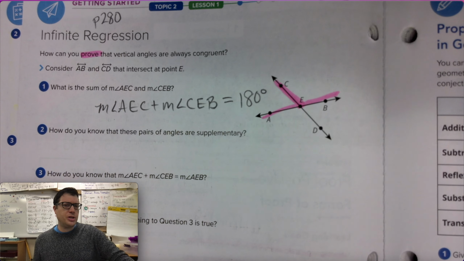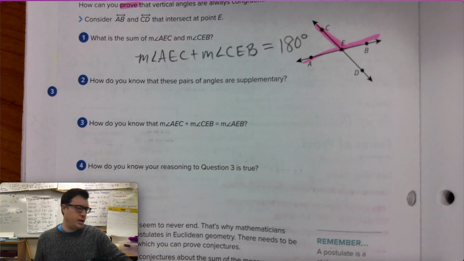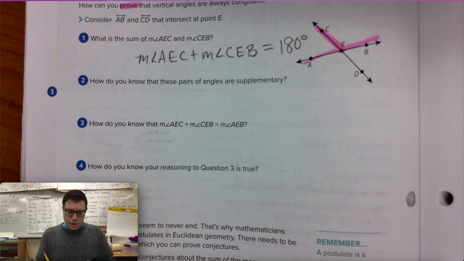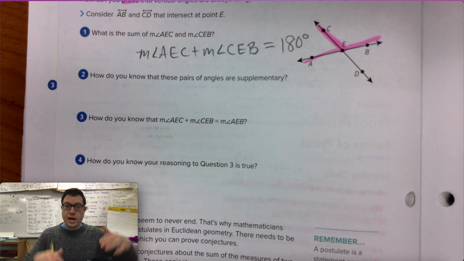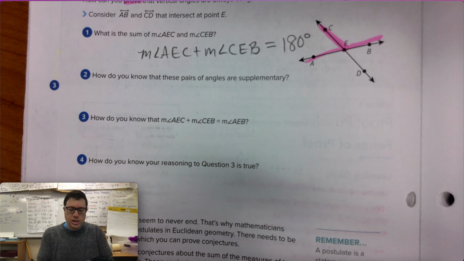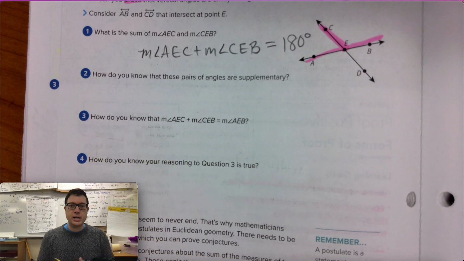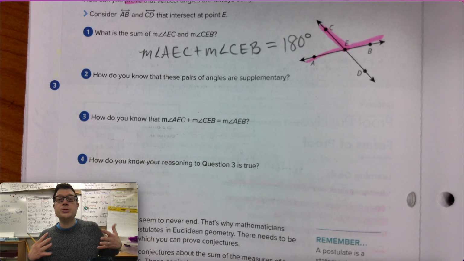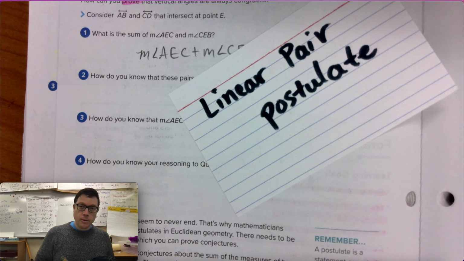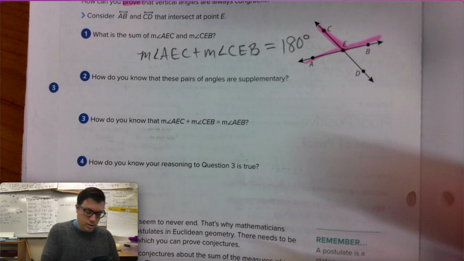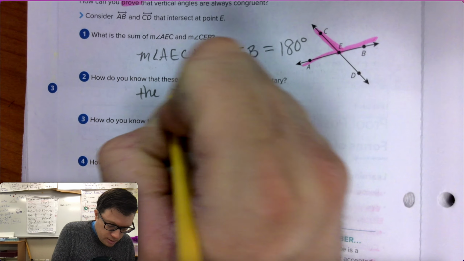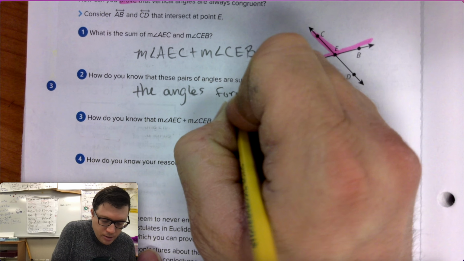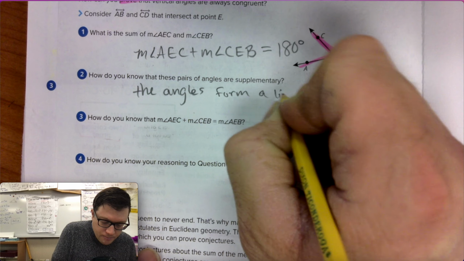How do you know that these pairs of angles are supplementary? I mean, what is the measure of a straight angle? A straight angle being the angle that you get from a line. It still has 3 points, but it makes a straight line, and it's 180 degrees. How do we know? Those two angles form a linear pair. We're going to write some sentences here. The angles form a linear pair.